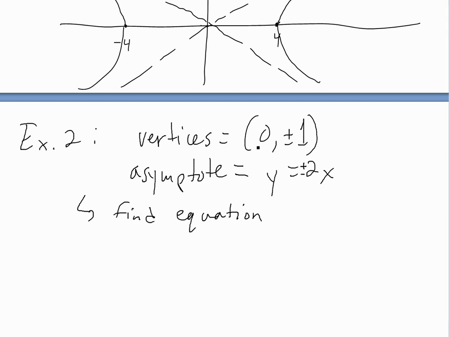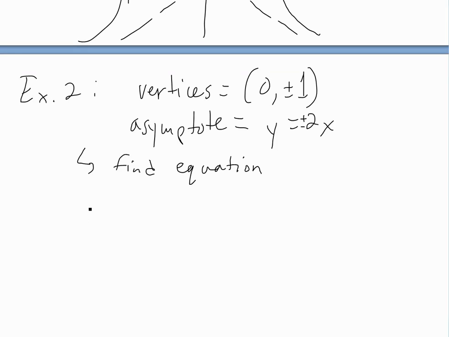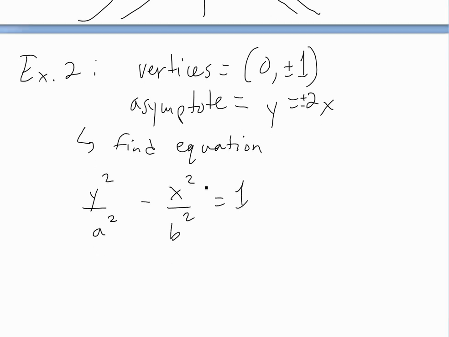Okay, so from here, vertices are 0 plus or minus 1. So this is going to be in the form of y squared over a squared minus x squared over b squared equals 1, just because this is 0 and 1. This is the y is the vertex, not the x coordinate. This is in the form of 0 plus or minus a, because those are the vertices. So then a is equal to 1.